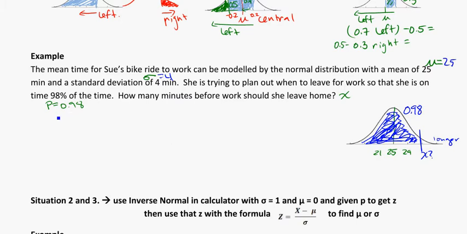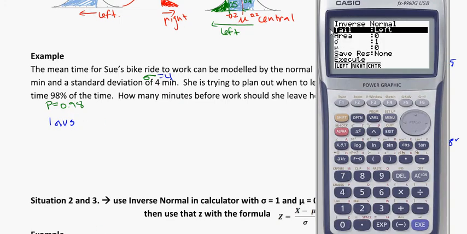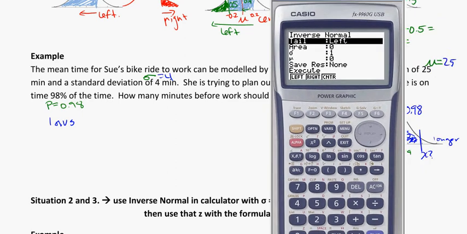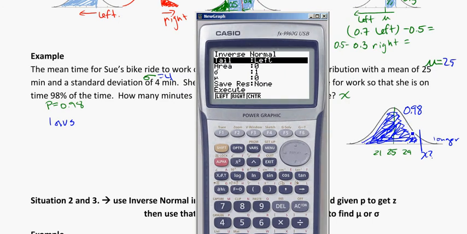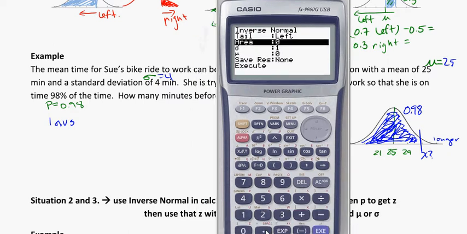So into our calculators we can put in the inverse window. Let's take a look how it looks. So in inverse, thinking about selecting whether I want to do the tail to the left or the tail to the right. For this diagram I am to the left, everything to the left of that line, so I'll use left. The area, that's the probability, so in this case the area is going to be 0.98 because I'm looking for 98% of the time. My standard deviation is 4, and my mean is 25. So we've got that in. I'm looking for everything to the left, 98% under that line. Again, the standard deviation of 4 and mean of 25.